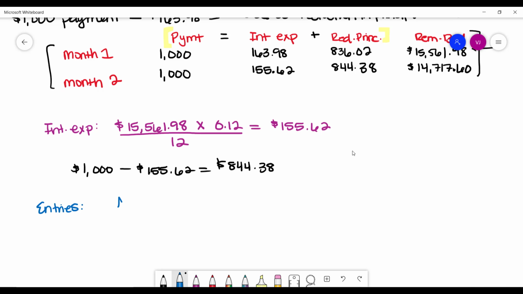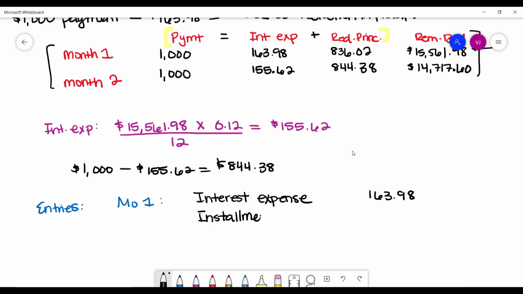So in month 1, we just look at that table to build our entry. We are going to record the interest expense. We will debit interest expense for $163.98, and we will debit our installment notes payable, right? Because we got to pay off a portion of our note. We'll debit the note for the amount that we got to pay off, which is $836.02. And then we will overall credit cash for the $1,000 payment.